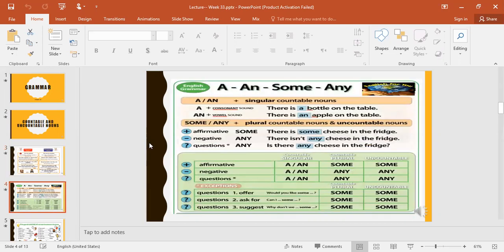We also talked about a and an, some and any. A and an are a group, and some and any are a different group. We said that a and an are used for singular countable nouns. But the difference is that a is used with a consonant sound and an is used with a vowel sound. So we say there is a bottle and there is an apple.